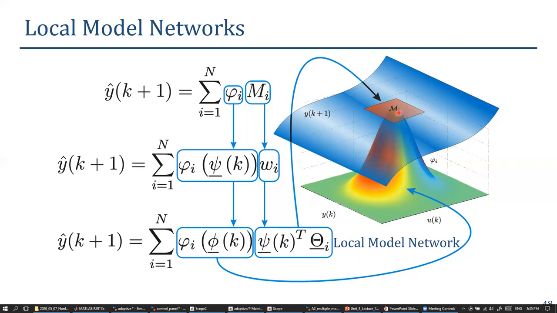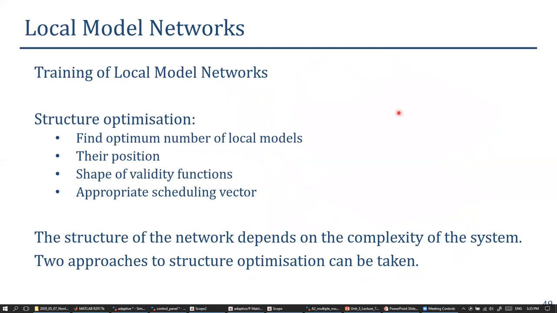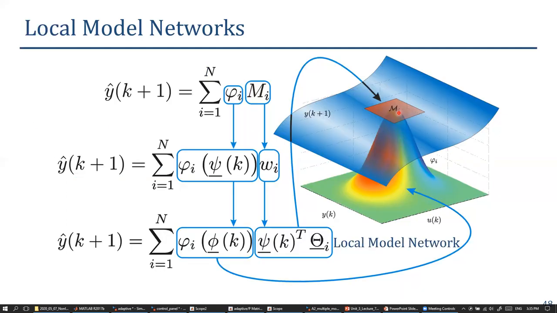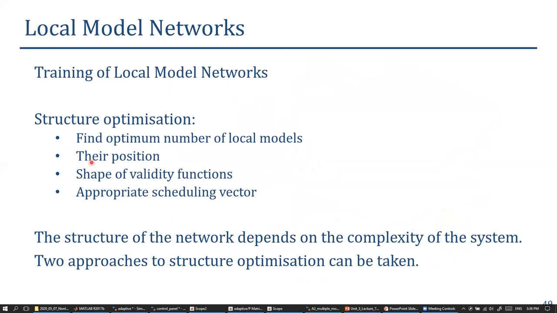All right. Once we decide that we're going to have a local model network, we need to train it. As always, we need to find the structure or the topology of the network. So we need to find the optimum number of local models, that means how many of them we are going to place around: 1, 2, 5, 7, 20 million. This is something that we need to find out. We need to find where they're going to be placed. Then we need to find the shape of the validity functions: either they're going to be Gaussian bells or something different. And we need to find the appropriate scheduling vector. About the scheduling vector and the scheduling variable, I'm going to talk in probably 20 minutes or half an hour.